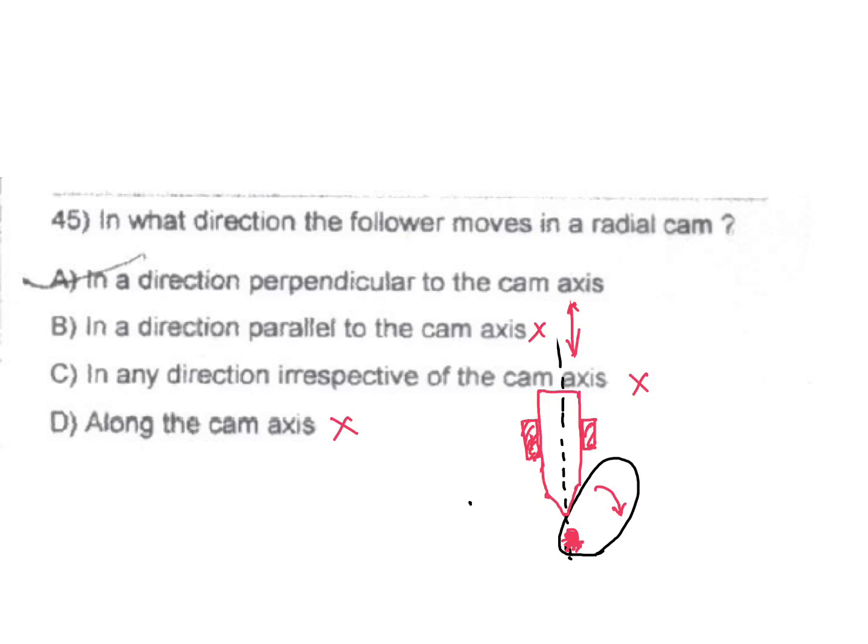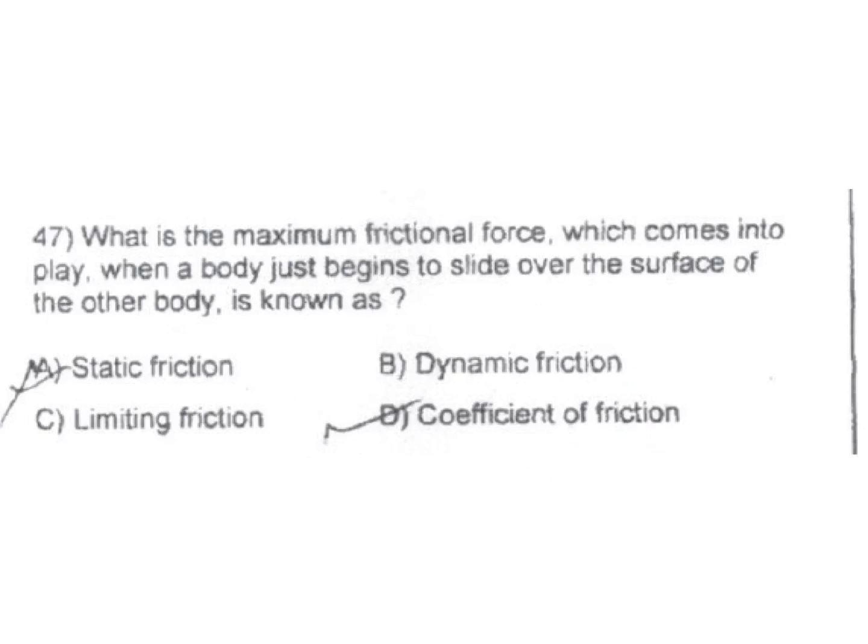What is the maximum frictional force which comes into play when a body just begins to slide over the surface of the other body known as? When a body just begins to slide over the surface of the other body, this is limiting friction. Maximum frictional force which comes into play when a body just begins to slide over the surface of the other body is limiting friction.